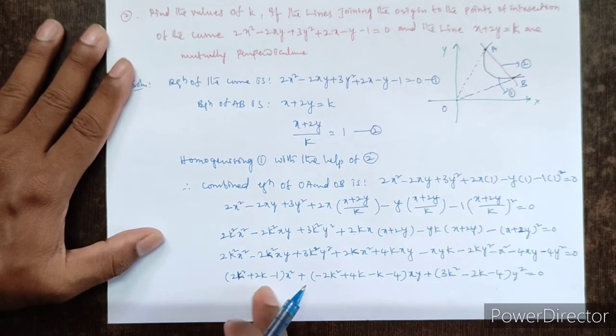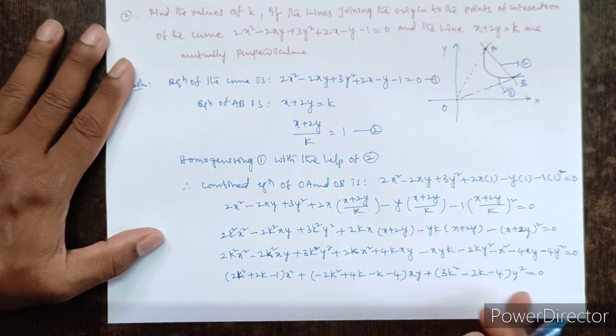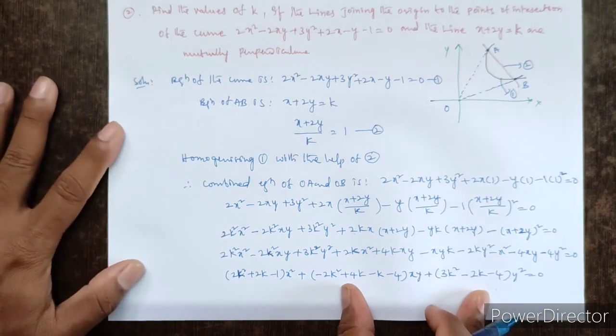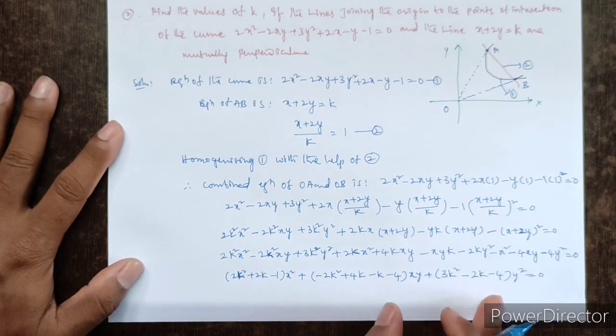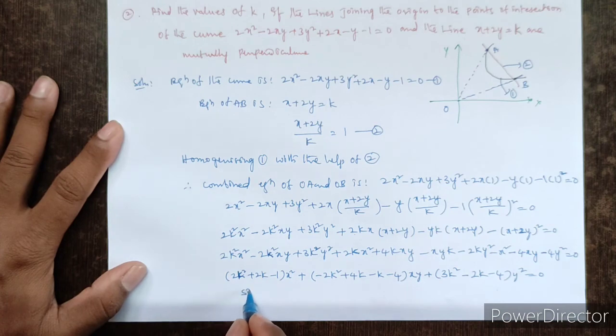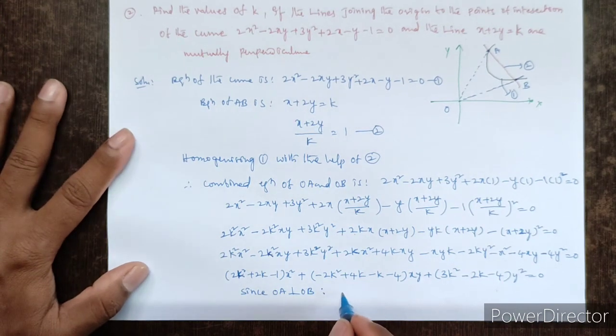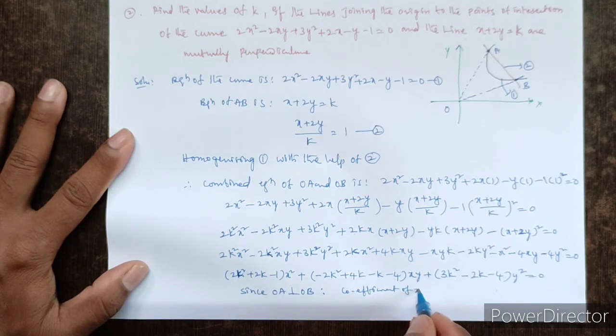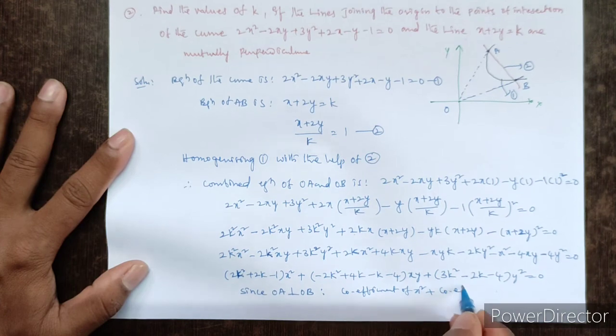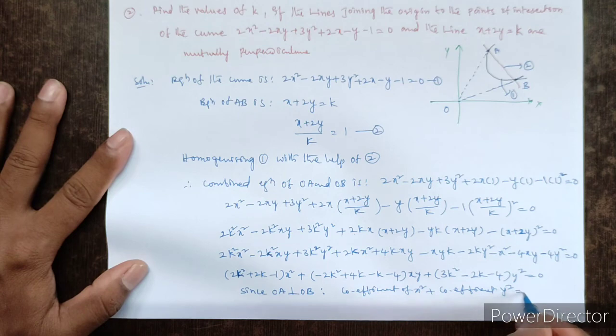So this is ax square plus 2hxy plus by square equal to 0. So after homogenizing, since they given OA is perpendicular to OB, therefore coefficient of x square plus coefficient of y square, that is nothing but a plus b, equal to 0.